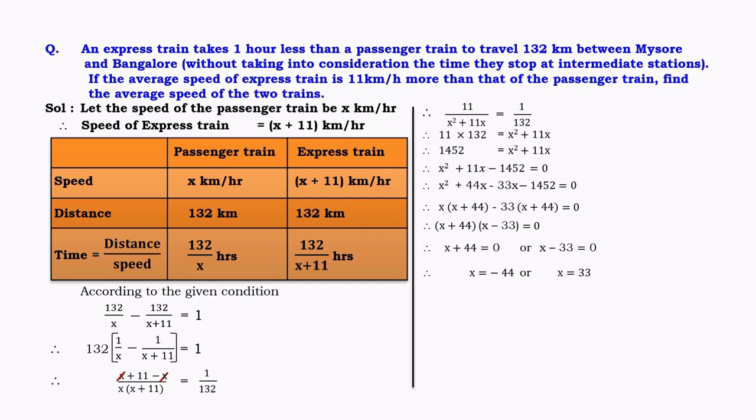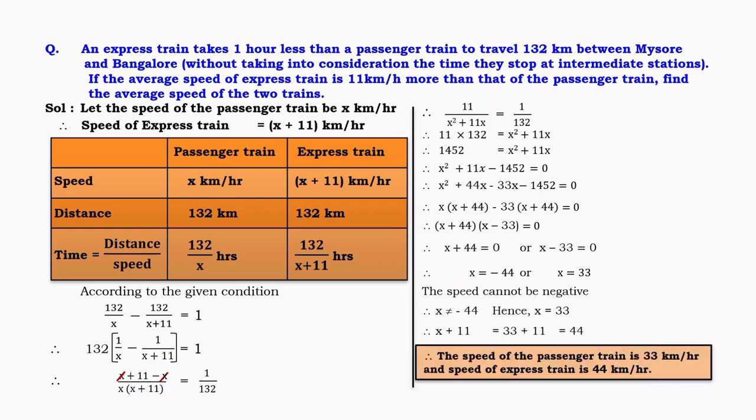Since the speed of a train cannot be negative, we reject minus 44. Therefore, x equals 33. The average speed of the passenger train is 33 km per hour. The average speed of the express train is 33 plus 11, which is 44 km per hour. Hence, the average speed of the passenger train is 33 km per hour, and the average speed of the express train is 44 km per hour.